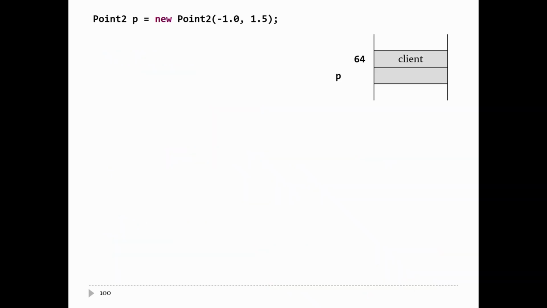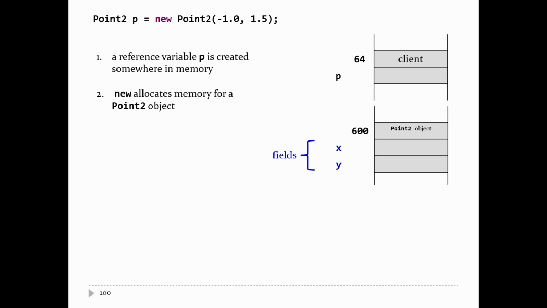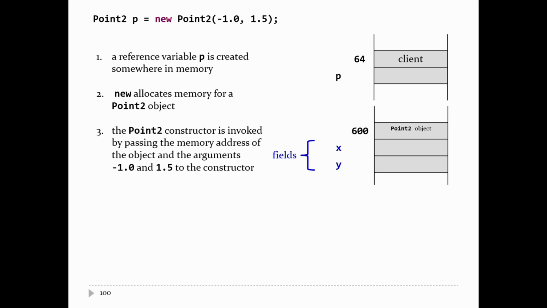Picture what happens as follows. When you write that line of code there, you get a point p in memory. The new operator runs. You get a new Point2 object. The Point2 object gets created by copying the class. So there's your Point2 object. The Point2 constructor gets run. The value of this gets set to the address of the newly created object. And the constructor gets the values -1 and 1.5 as its arguments.